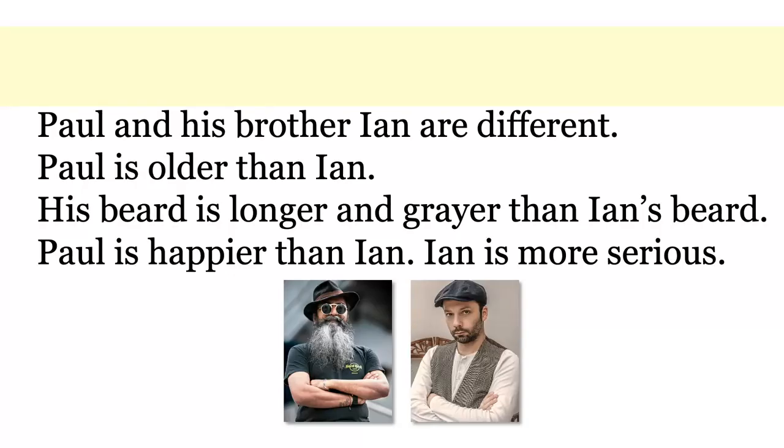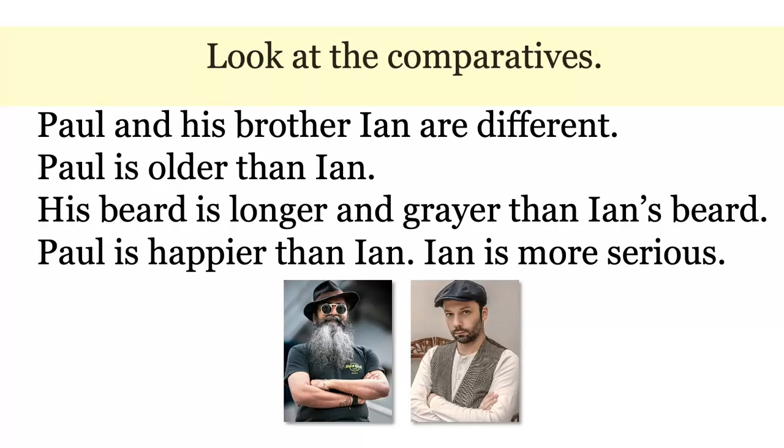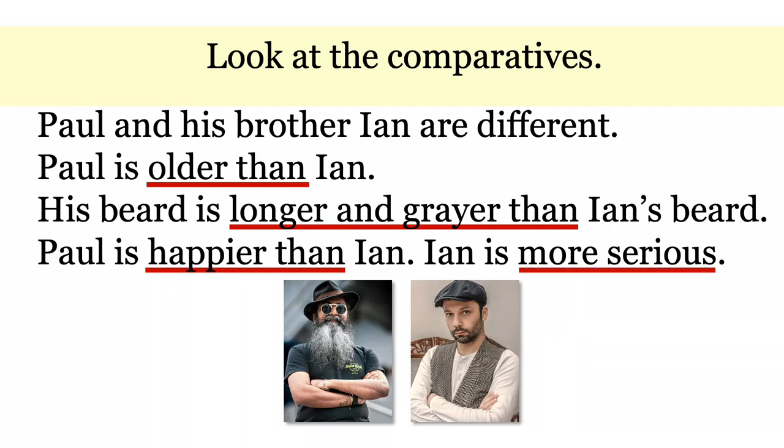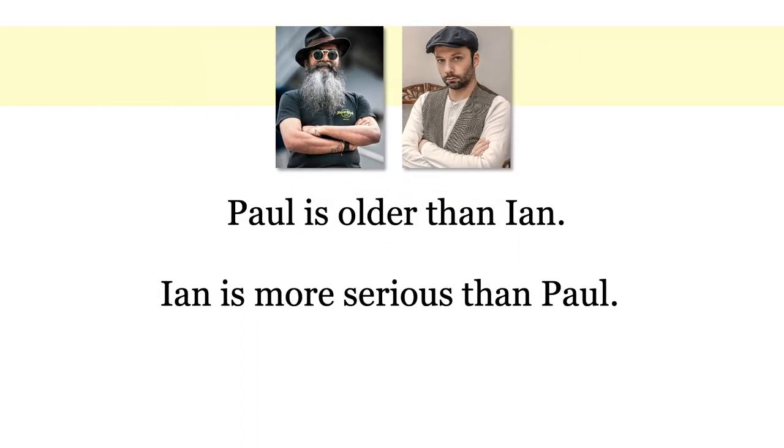Ian is more serious. Look at the comparatives. Older than, longer and grayer than, happier than, and more serious. Paul is older than Ian. Ian is more serious than Paul.